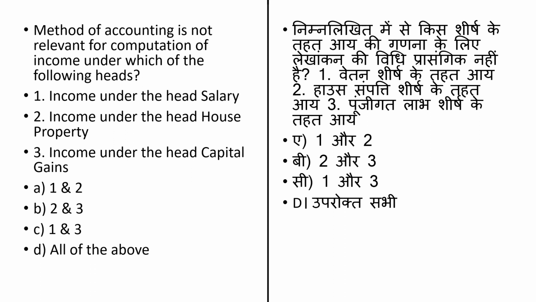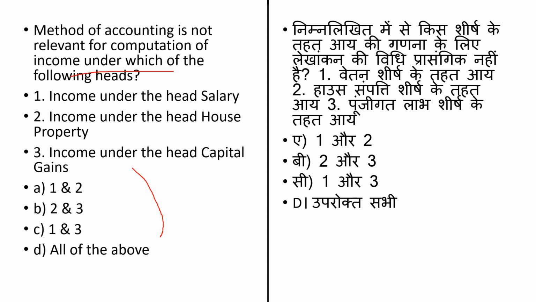Method of accounting is not relevant for the computation of income under which of the following heads. In this question, they ask you for which of the given heads the method of accounting is not relevant for the computation of income. For this, the options given are income under the head salary. Second option is income under the head house property. Third option is income under the head capital gain. For this, they have given you the code, and from that code you have to select the correct one.